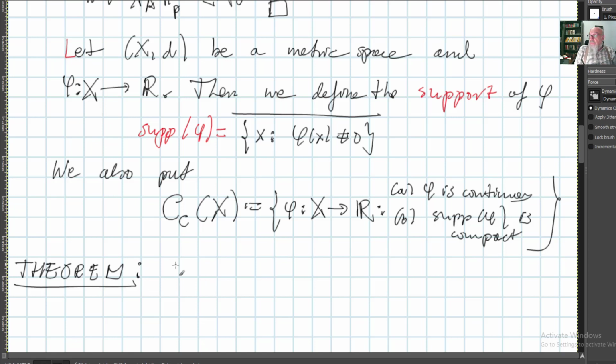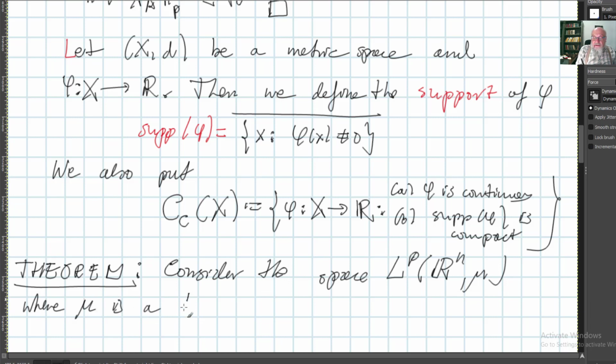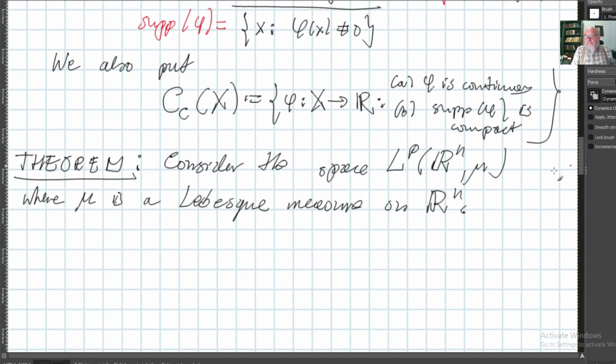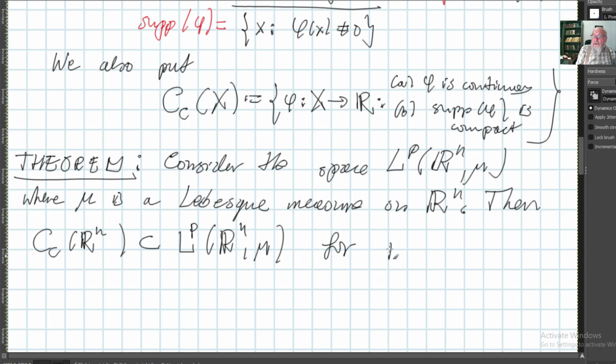I will make this theorem only for R^n. So we claim, consider the space L^p, and this will be R^n, with mu, where mu is the Lebesgue measure on R^n. Then C_c(R^n) is contained in L^p(R^n, mu) for any p, actually for all p.